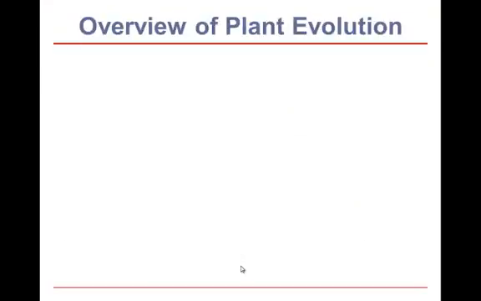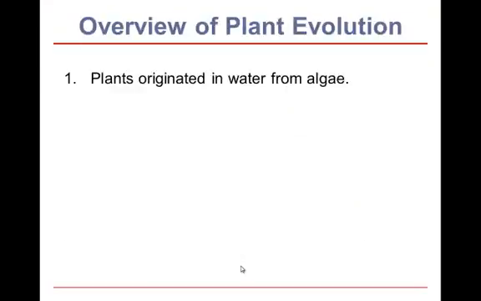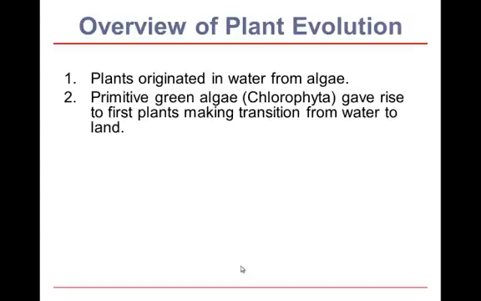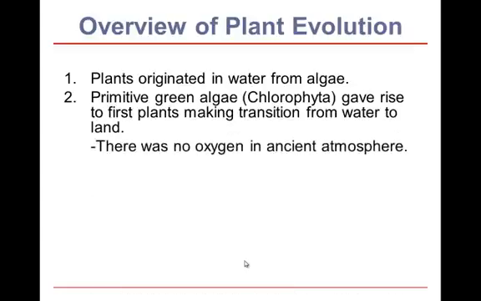And if we consider plant evolution, the previous slide tells us what we see here. Number one, that plants originated in water from algae, and that it was the primitive green algae Chlorophyta that gave rise to the first plants that made the transition from water to land. One thing that is of interest is how photosynthesis changed the earth and the environment. Initially, there was no oxygen in the ancient atmosphere, and through photosynthesis, oxygen built up until currently there's about 21% of the atmosphere that is oxygen.